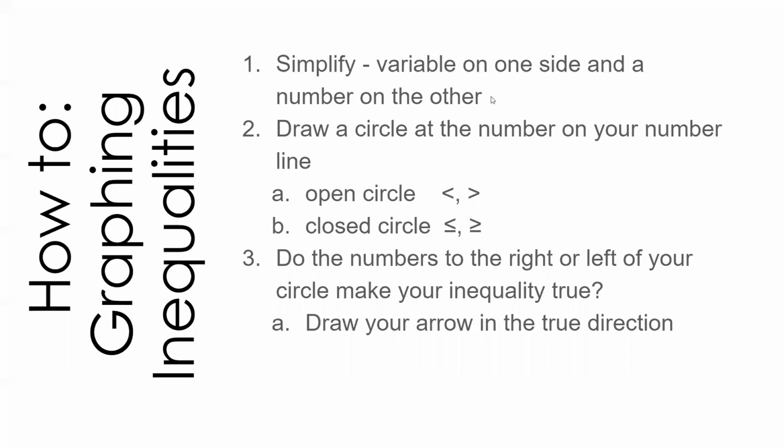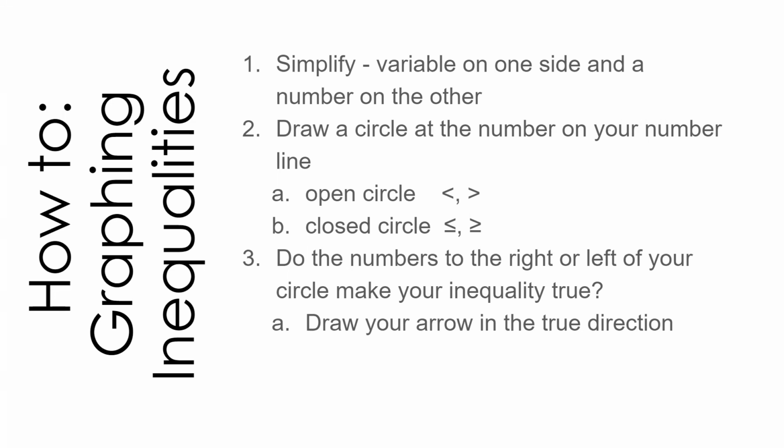Here are some how-to directions, step by step, on how to graph inequalities. The first thing that you always have to do is simplify. By simplify, I mean we have one variable on one side and a number on the other. Then you're going to draw a circle at the number on your number line. When we're graphing inequalities, we're going to be graphing on a number line. So we are doing a circle on that number, whatever number is on the non-variable side.